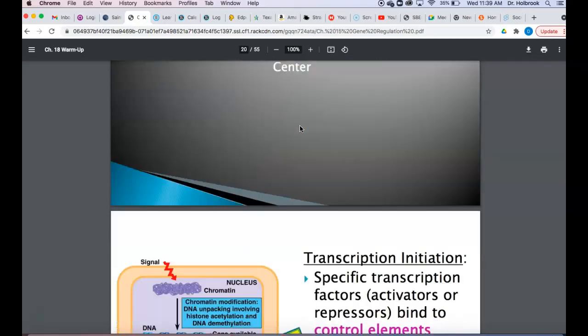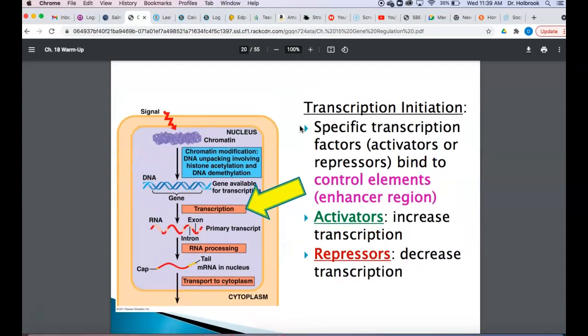All right, next. Second way that gene regulation occurs in eukaryotes. I'm on the last page of the review. It's telling you control elements and enhancer region. Just cross those questions out. I'm not going to get that nitpicky.